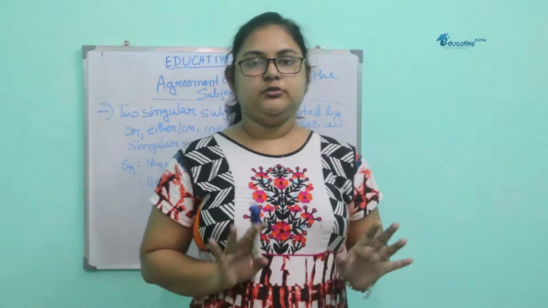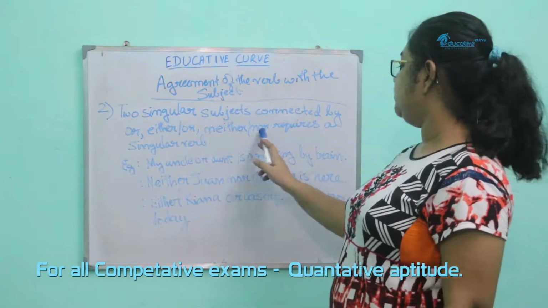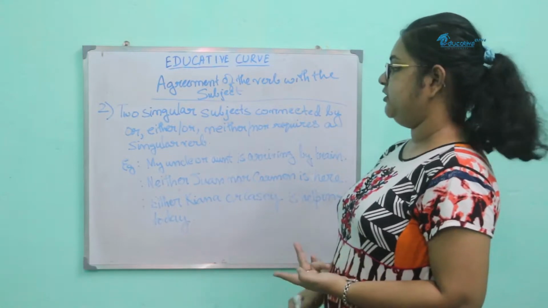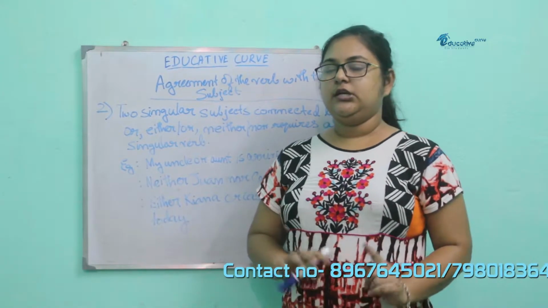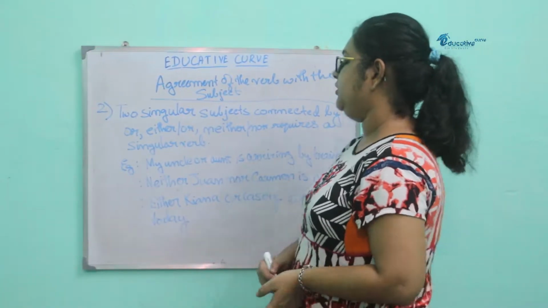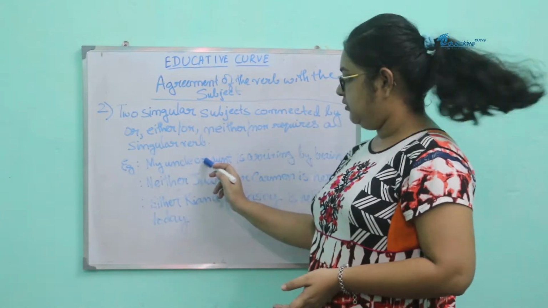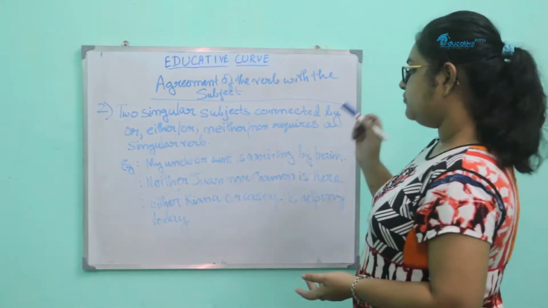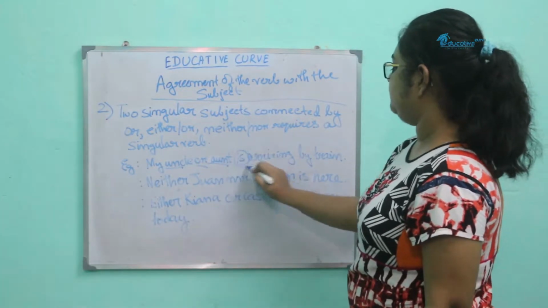Okay? So rule number 2 is that two singular subjects connected by or, either or, and neither nor require a singular verb. Okay? So see, when we connect two singular subjects by or, either or, neither nor, we actually refer to either one of the subjects. So the idea gives a single subject. Okay? See, when you say my uncle or aunt is arriving by train, that means either the uncle or the aunt. Any one of the persons is arriving by the train. Okay? So this is why we use or with is.